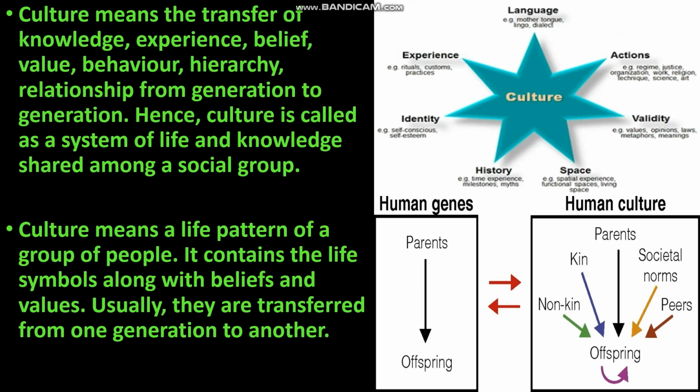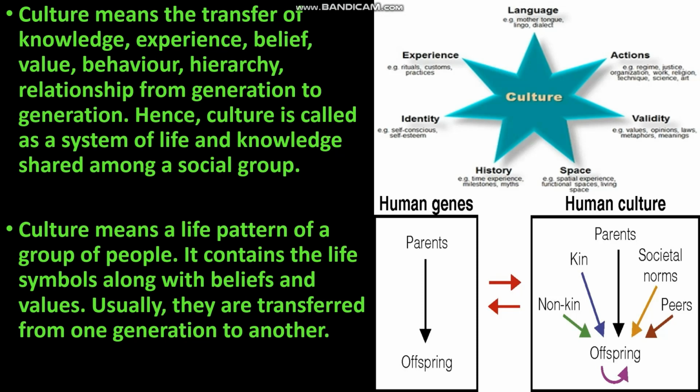So usually, how is culture transferred from parents to their children? Children adapt the culture by following their parents and adhering to societal norms by seeing their friends, that is the peer group, and kins and non-kins. So culture is transferred from one generation to another. It can be language, actions, behavior. For example, language: a child learns language from their parents first, seeing their parents, they start learning. Once they enter school, they start learning different languages. So human culture is transferred from one generation to another, from parents, from society, from friends, from teachers, kins and non-kins.